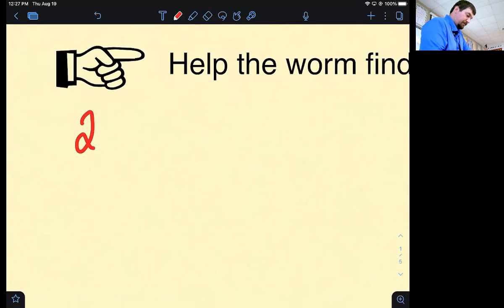3 is prime. Is 4 prime? No, because you can do 1 times 4, but you can also do 2 times 2. In fact, 2 is the only even prime number because every other even number after it, 2 could go into. So I can eliminate all the even numbers. Only 2 works.